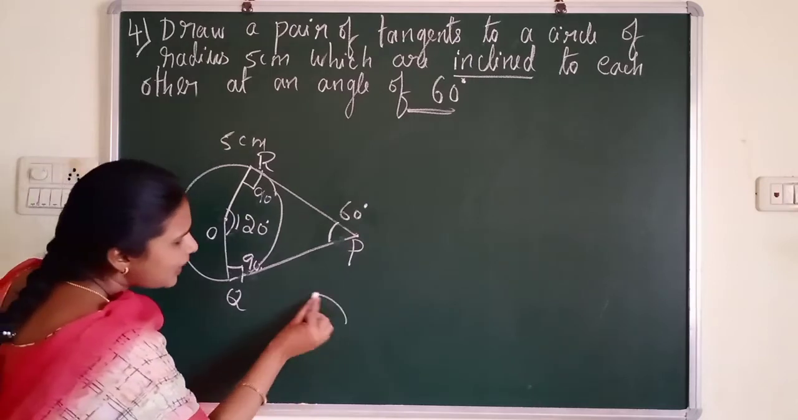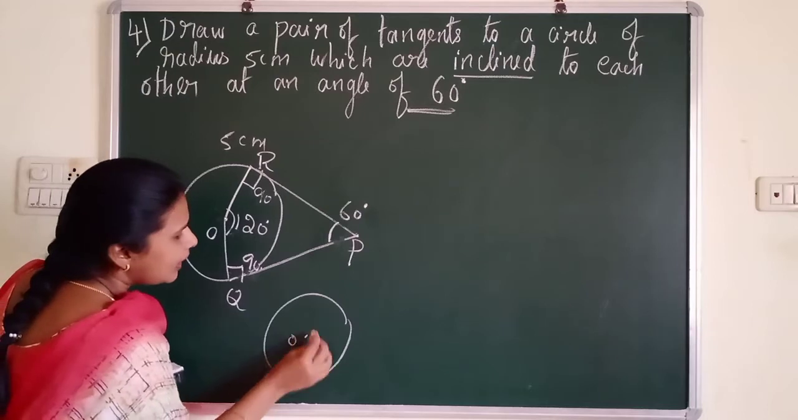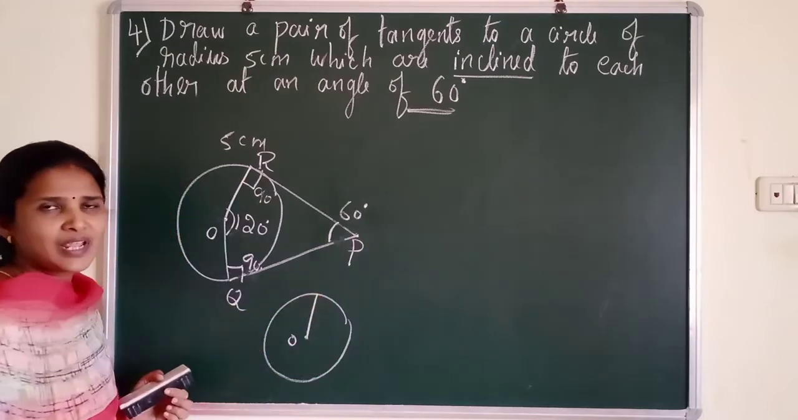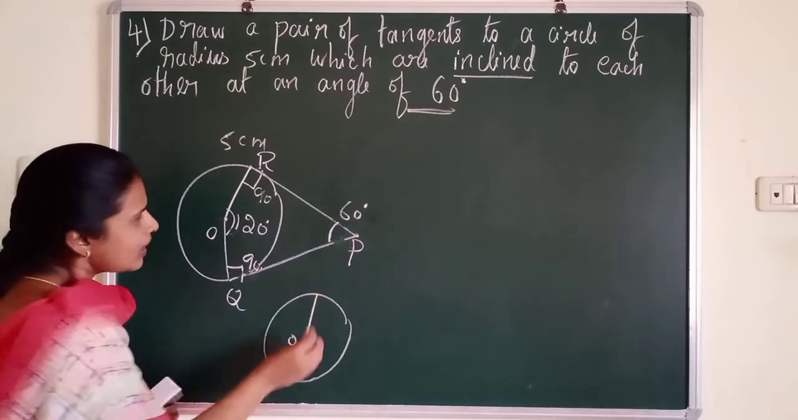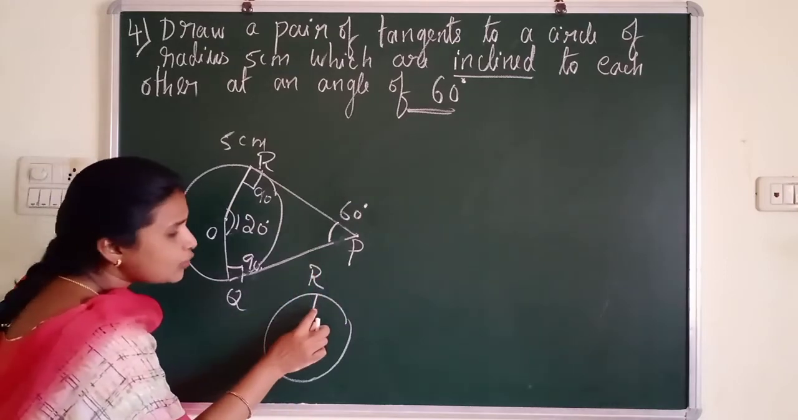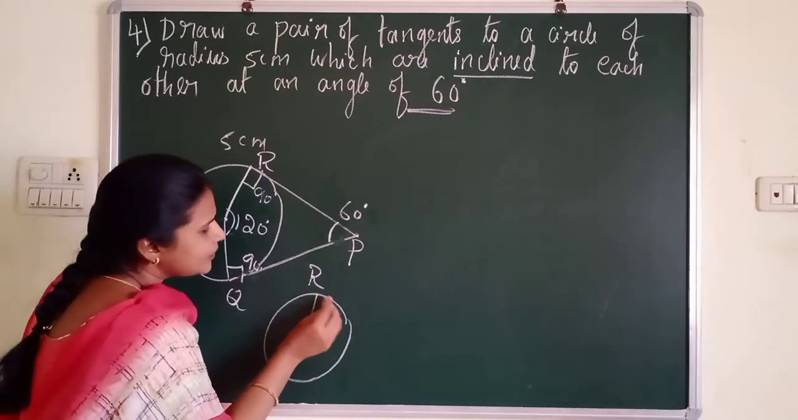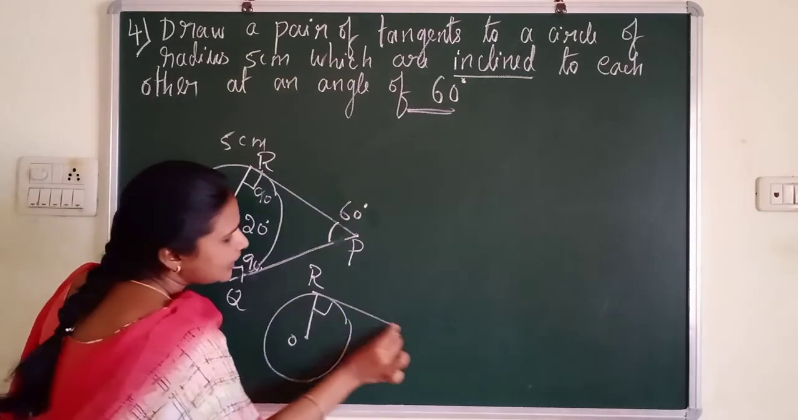So first you have to draw a circle. And this is the center of circle. And take any radius. So roughly I am explaining. Take any radius and mark this point as any alphabet R. Now here you have to construct 90 degree. Using compass you have to construct 90 degree here. So construct 90 degree here.